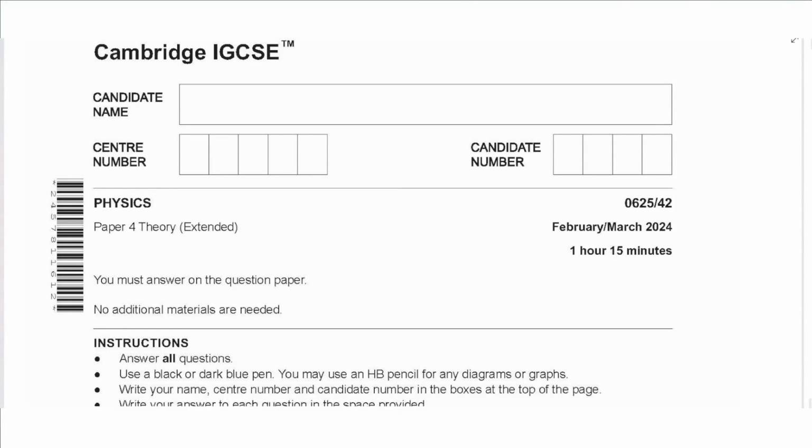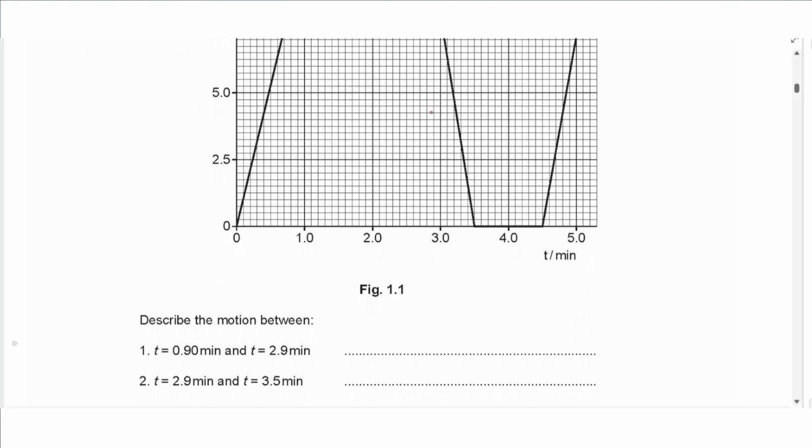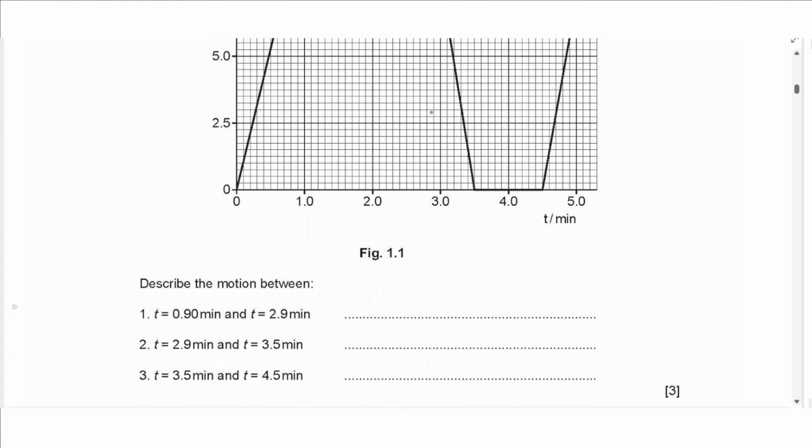In this video I will be solving the paper 4 exam for February-March 2024. So let's get started. Question 1 says, figure 1.1 is a speed time graph for the first 5 minutes of a bus journey. The question wants us to describe the motion between the times from 0.9 minutes to 2.9 minutes. So from 0.9 here to 2.9 here.